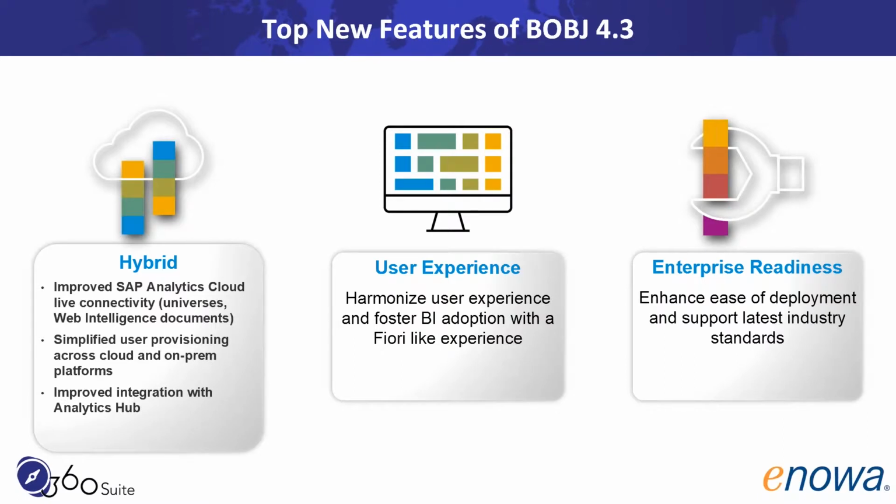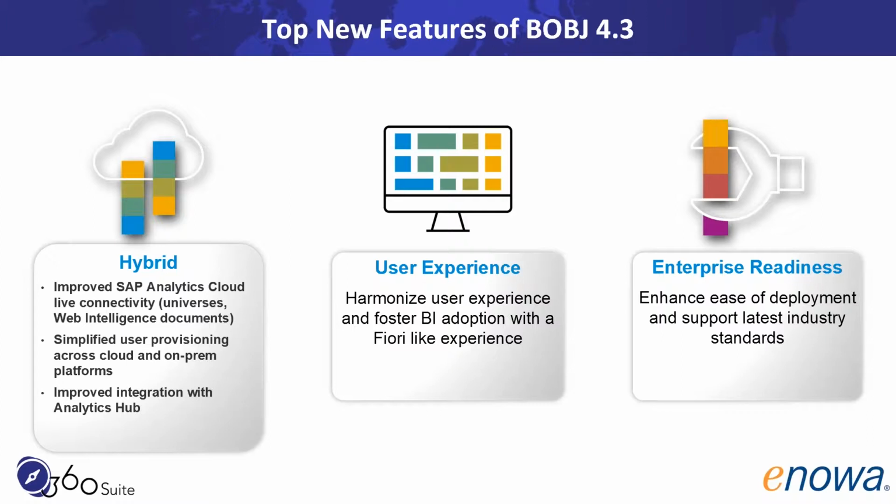So, live connectivity to universes on the far left side. Web intelligence documents as a data source, we've been told, will be a capability. If you've got a lot of logic, variables, etc., already built into your web intelligence reports, and you don't want to have to redo that in the data model on the SAC platform, you can just leverage your existing web intelligence documents for rapid deployment type scenarios. I think it's going to be huge. Yeah, I think it will definitely help with adoption.